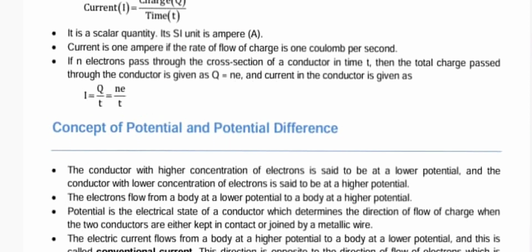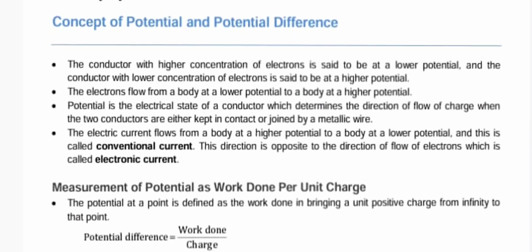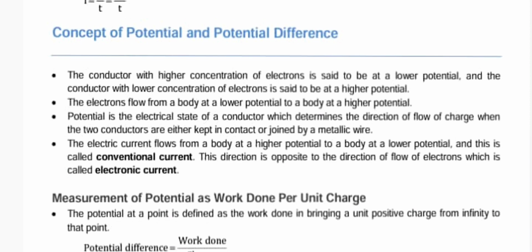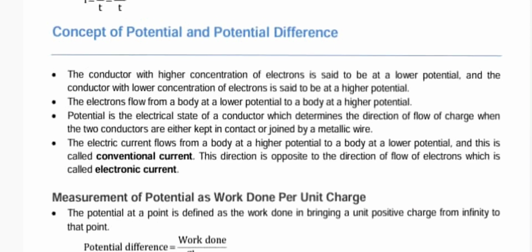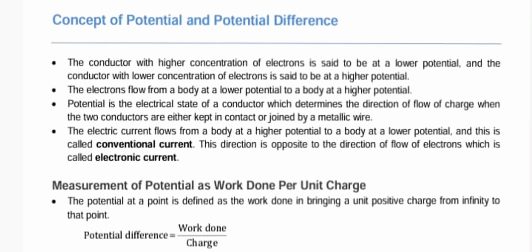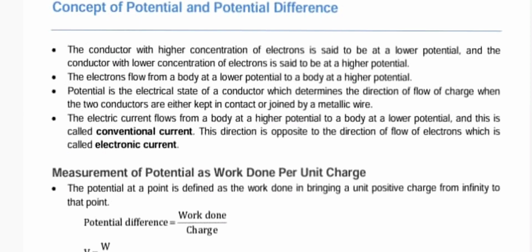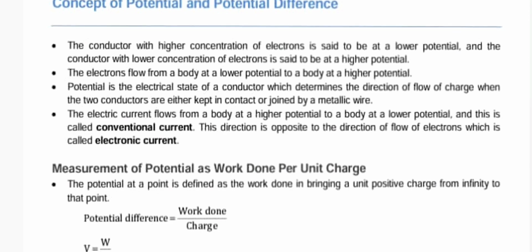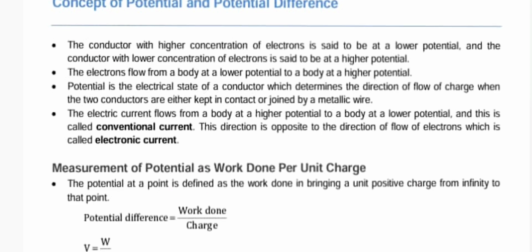Okay, so the concept of potential and potential difference. The conductor with higher concentration of electrons is said to be at lower potential than the conductor with lower concentration of electrons, which is said to be at higher potential. The electrons flow from a body at a lower potential to higher potential. The electric current flows from a body at higher potential to lower potential, and this is called conventional current. This direction is opposite to the direction of flow of electrons, which is electronic current.